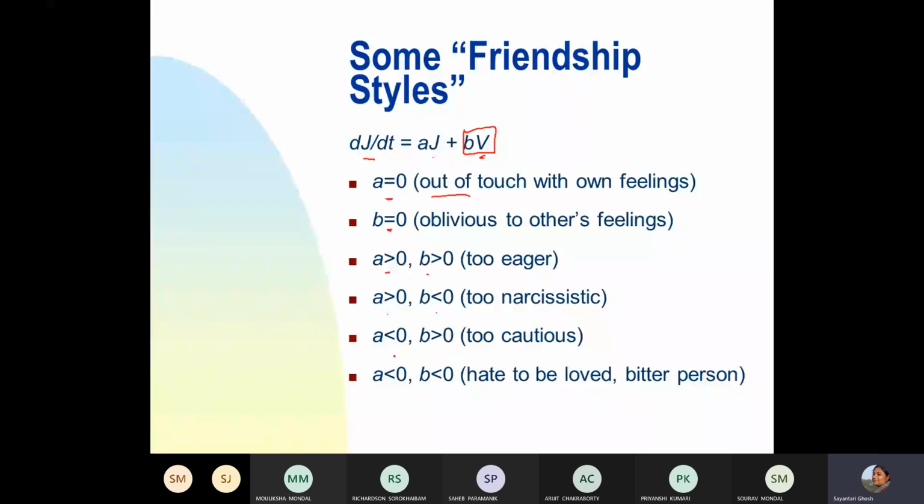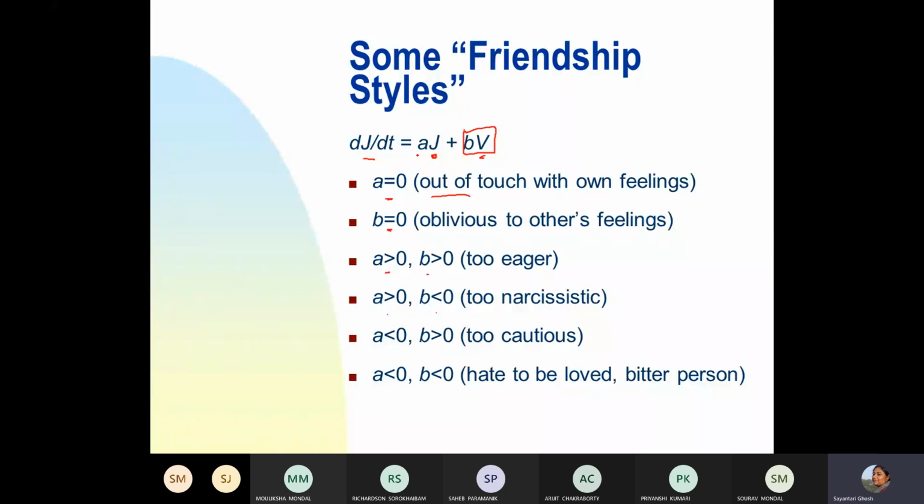So let us think about this. Okay, so A less than 0 and B greater than 0. That means in this particular equation, whatever the person feels himself, if A is less than 0, that means A is negative, right? So his own feelings have a negative effect on the dynamics. That means if he starts caring too much for the other person, he feels that maybe I should back off. Okay, and if the other person becomes too much aloof, then he again rushes and tries to retain the friendship.